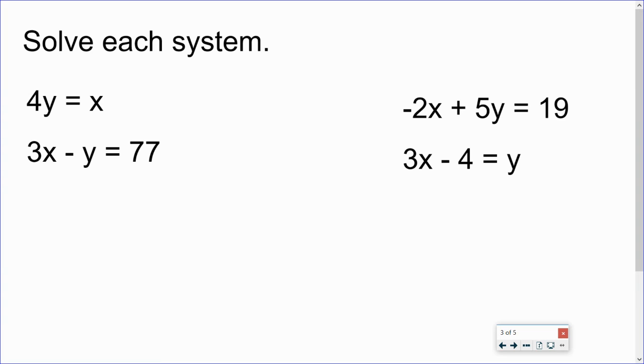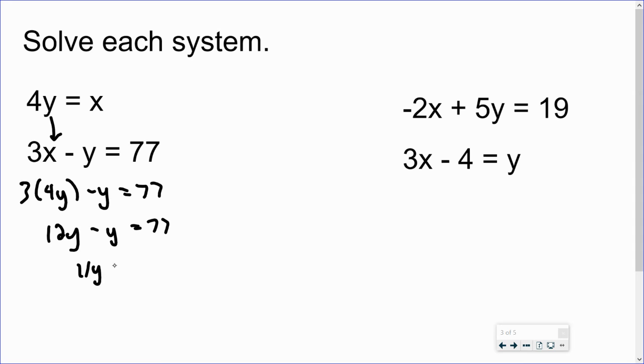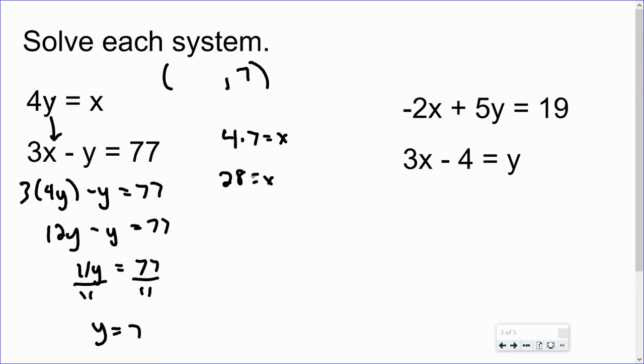These two problems, starting with the one on the left. First of all, I notice that this is solved for x. So I'm going to put that in for this x. So 3 times 4y minus y is equal to 77. Let's get rid of parentheses. So 12y minus y is equal to 77. 11y is equal to 77. Divide both sides by 11. 7. All right, so I know that my y coordinate is 7. Now let's put that 7 in for this y. So I got 4 times 7 is equal to x. 28 is x. And that's how I have to do this.